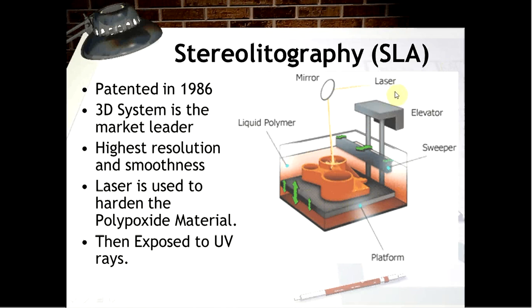We will see it in a video for visualization purposes. It was actually patented in 1986. 3D Systems is the market leader, with the highest resolution and smoothness. Because we are using laser technology, it's a non-contacting type of technology. The laser is used to harden the polyepoxide material. After the complete 3D model is created, it is kept under UV rays to strengthen that material. We will see it in a video.